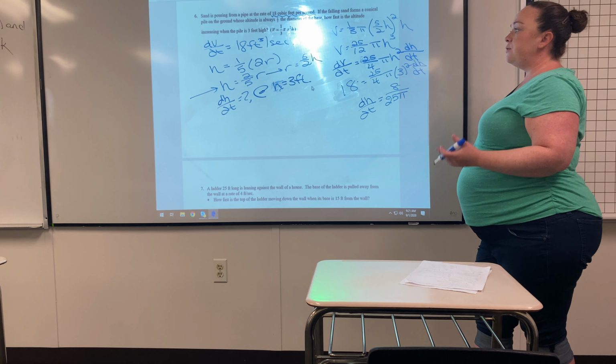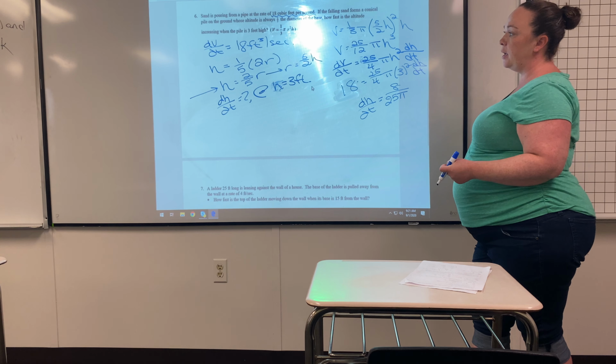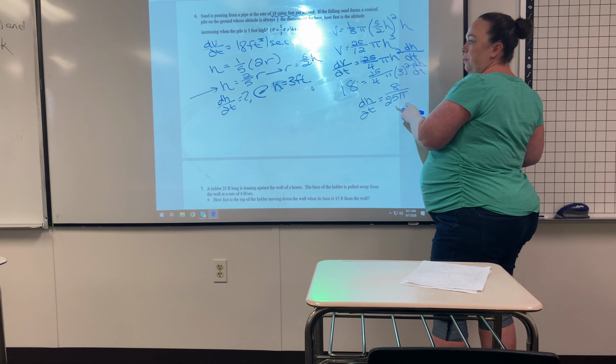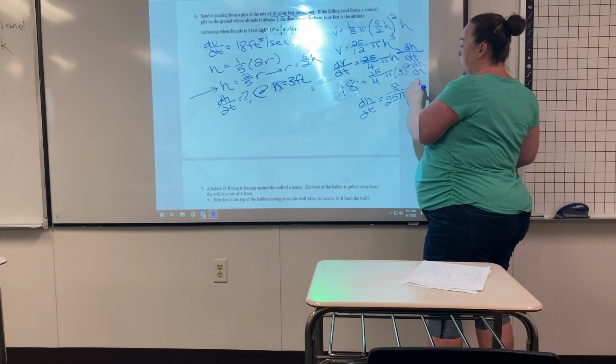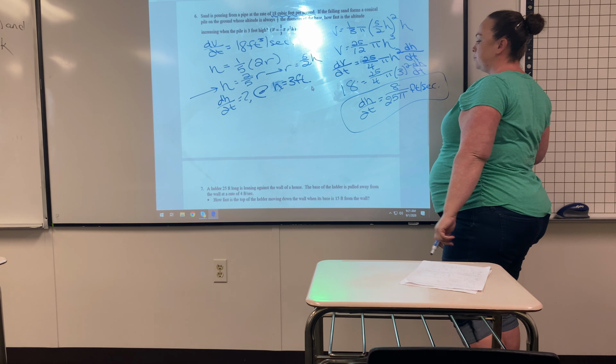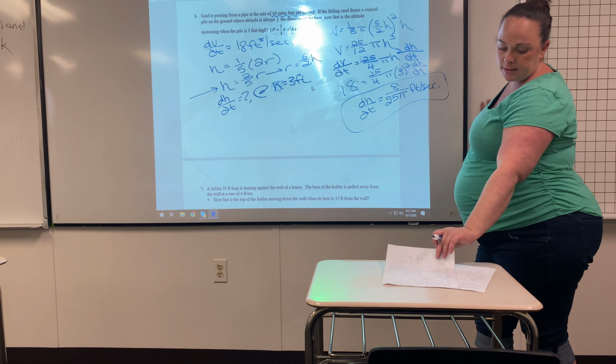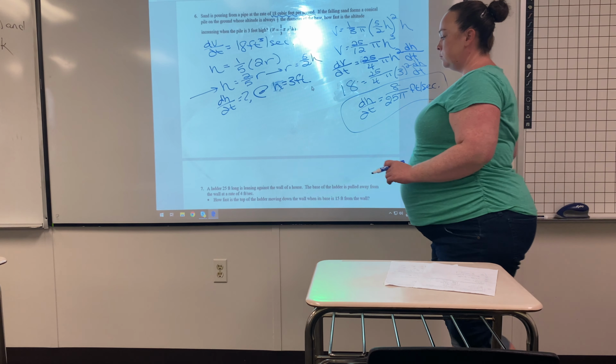And then the only thing you have left to do is you have to label. Okay, so this was cubic feet per second. Height's not a cubic measurement. Height's just a regular measurement, so then it's just regular feet per second. And there's that one. All right, last set of problems.